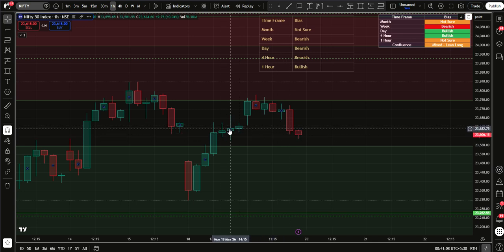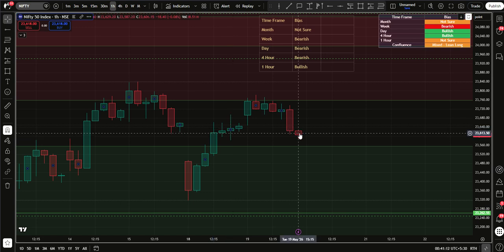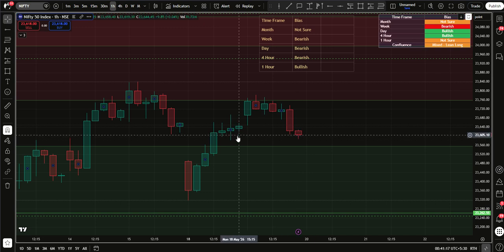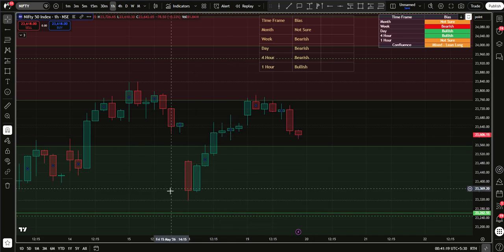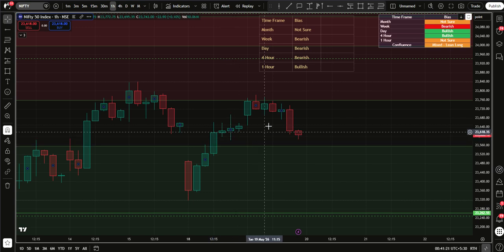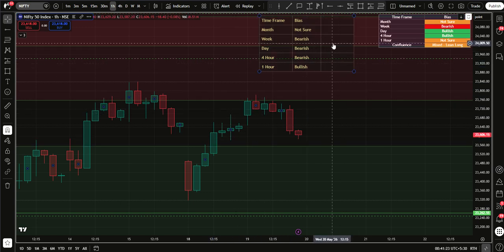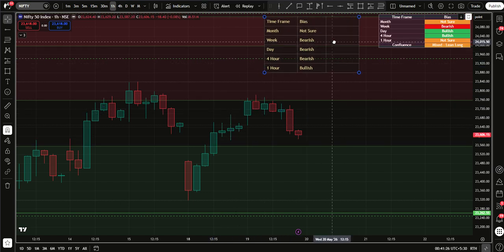The low is 23,581.95 and the low of this is 23,587.2. So yes, this low is protected. So it's a swing low here and a swing low higher, so that is bullish. So nothing has changed from yesterday. The biases are the same.